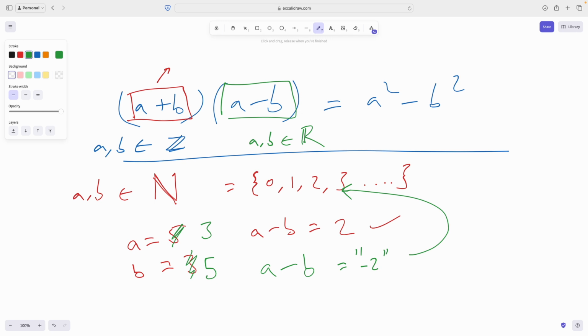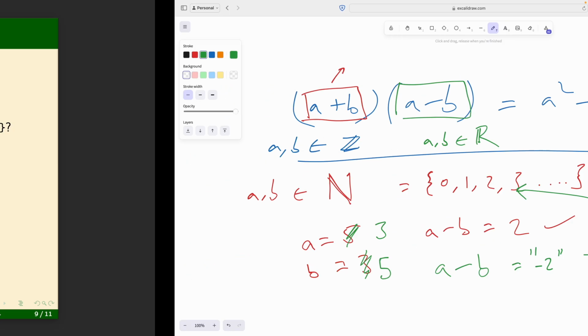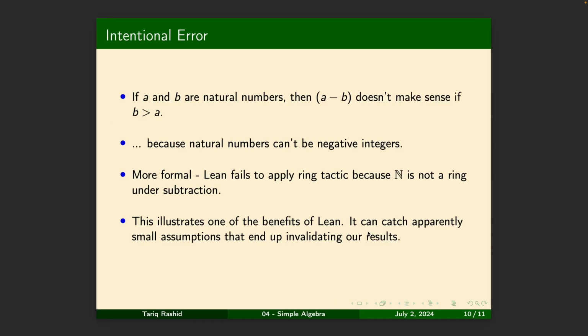So Lean doesn't like that because we've said A and B are natural numbers, and then we've assumed that you can have negative natural numbers, and it can't do that. So it's caught something, which is good. That's really positive. So A and B natural numbers, and A minus B doesn't make sense if B is more than A, because natural numbers can't be negative.